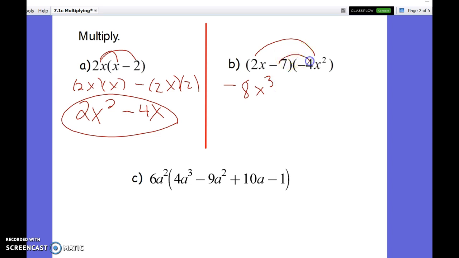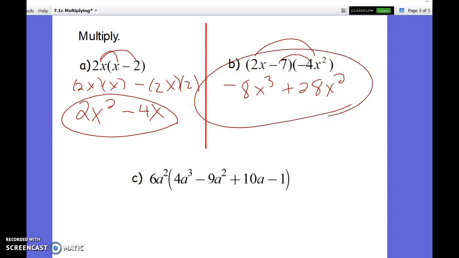And then negative 7 times negative 4x squared. Well, remember, two negatives make a positive. 7 times 4 is 28. And then there's just x squared tagging along at the end. So negative 8 times x cubed plus 28x squared. Notice how both of my answers are in standard form. All right, you always want to go from highest exponent down to lowest exponent.